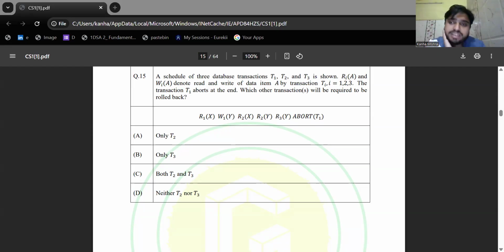So the given sequence is R1(X), then W1(Y), R2(X), R2(Y), R3(Y), and then transaction 1 is aborted.